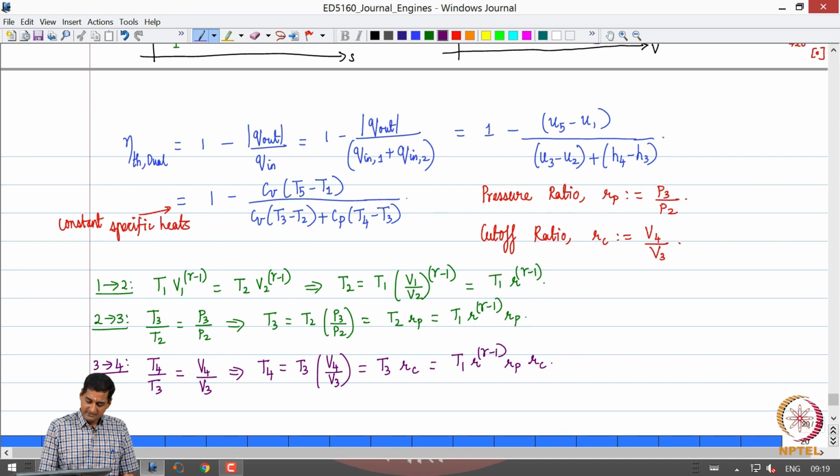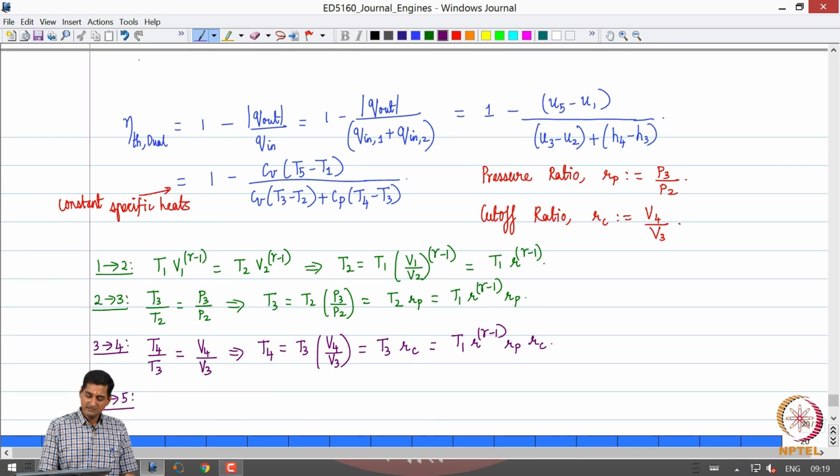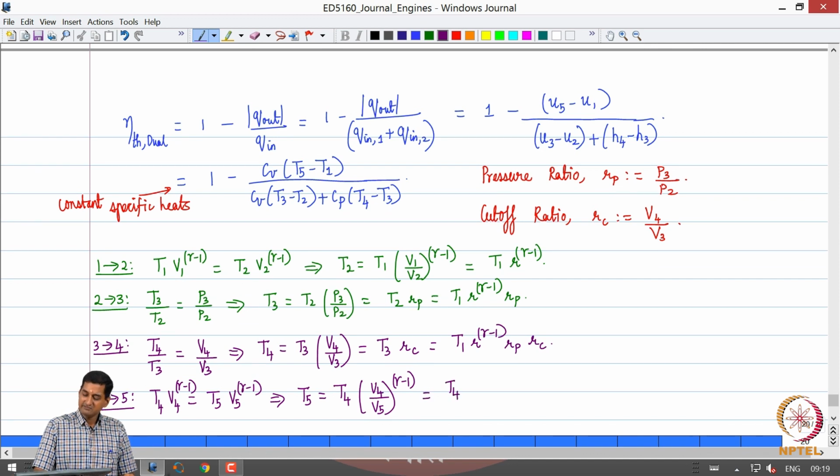Then we consider process 4 to 5, which is isentropic expansion, that is going to be T4 V4 power gamma minus 1 equal to T5 V5 power gamma minus 1. So, this will give me T5 equals T4 times V4 by V5 to the power gamma minus 1, and what is V4 by V5?